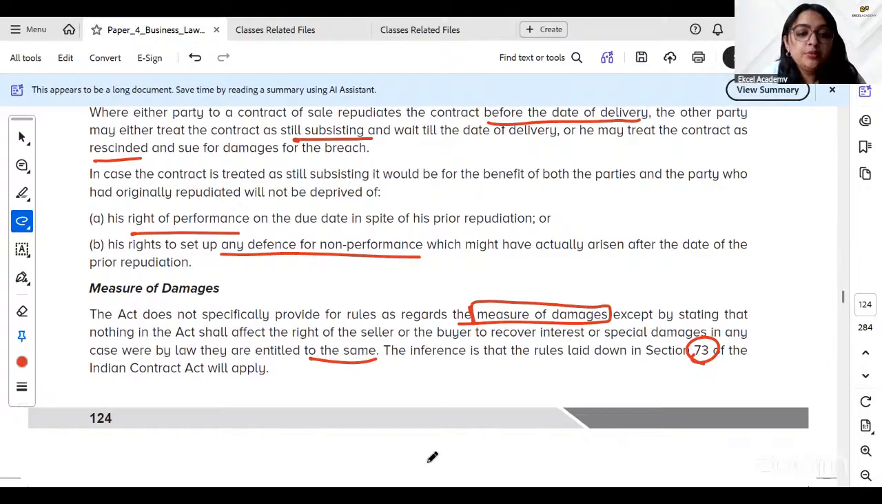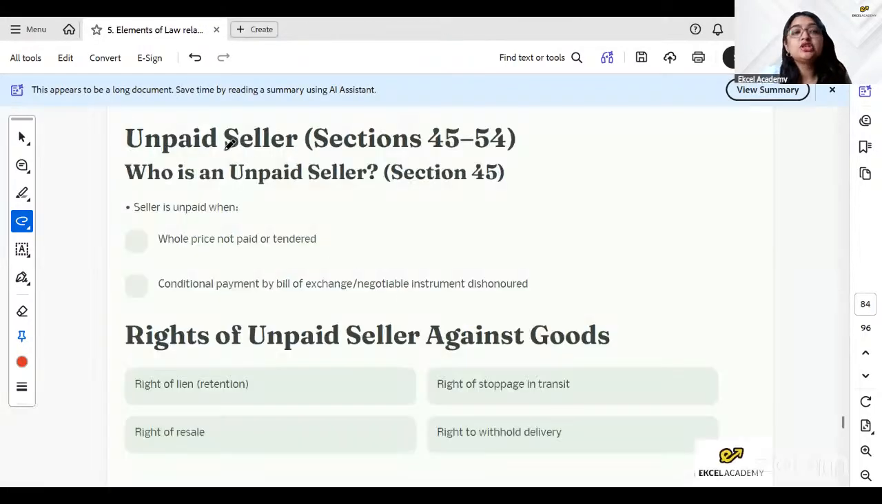All right. So I hope you are clear with all of these topics that we have discussed so far. Now, next up, we will be understanding the next important concept, which is that of the unpaid seller. Unpaid seller, we just briefly discussed it, is a seller to whom the price has not been paid. So who is an unpaid seller? It is given in section 45 of which act? The Sale of Goods Act of which year? 1930.